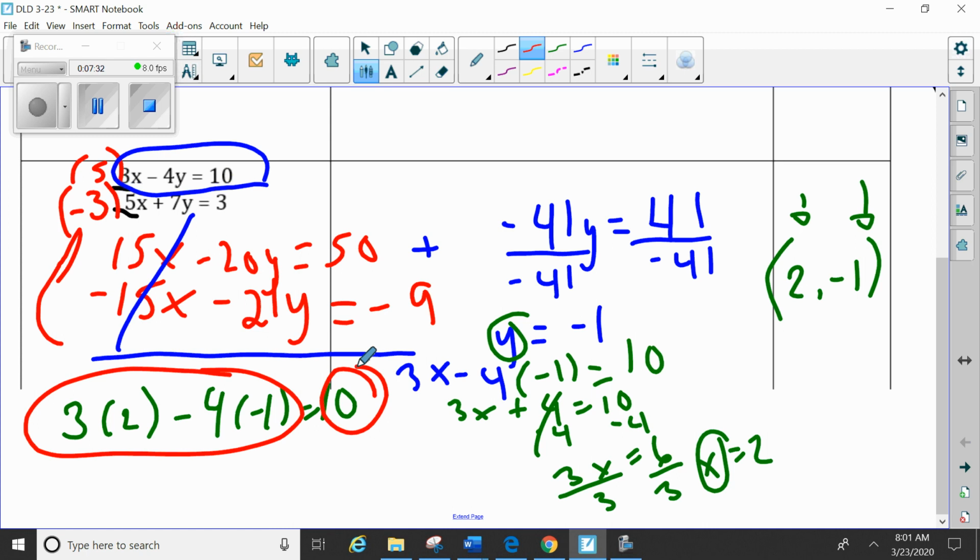3 times 2 gives me 6. And then I've got a -4 times a -1 that gives me +4 is equal to 10. Okay, this is in fact true. 10 is equal to 10. Okay, so you guys need to check your answers.